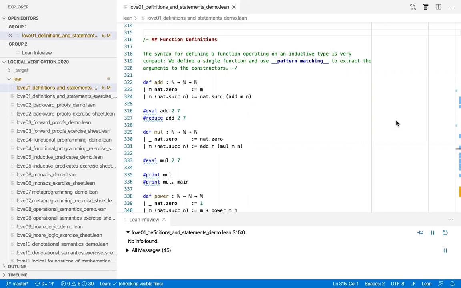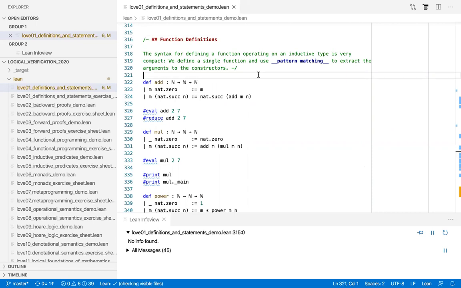Okay, next we're going to see how to define functions. So we always define types before functions or terms, right? Because we need types to be able to have functions or even constants, right? So we need the natural numbers before we can have addition. And this is exactly what we do here.